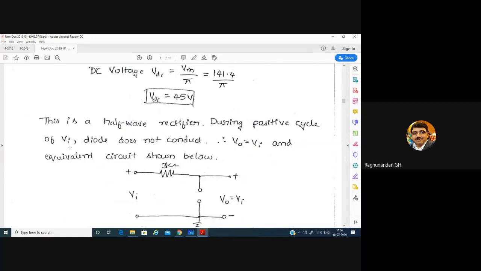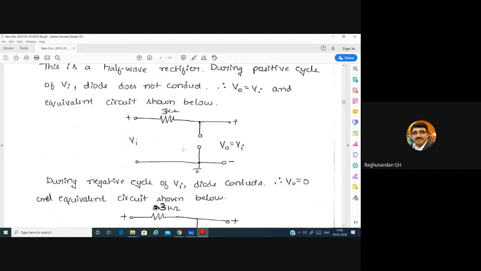During the positive cycle of VI, the diode does not conduct. So it is open circuited. Whenever it is open circuited, whatever voltage you have at the input side, approximately the same voltage will come out at the output side, because you are measuring at these two points. Even though you have a resistance here, there will not be much drop, so it is almost ignorable. Almost output will be equal to input.